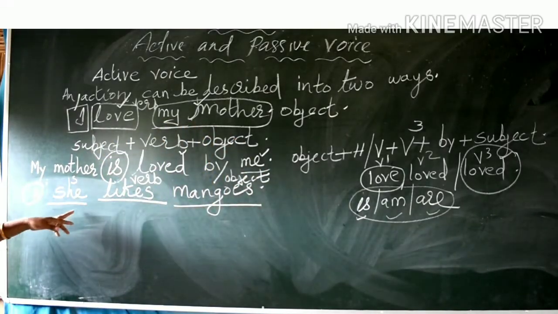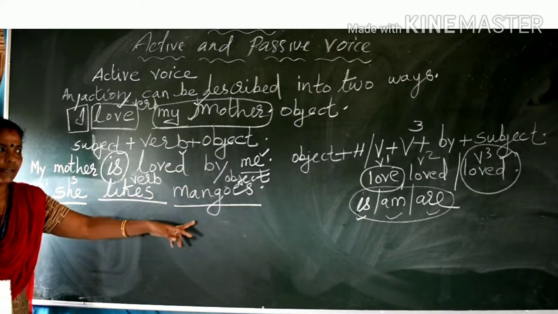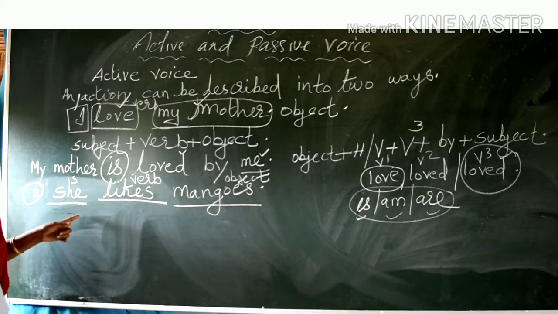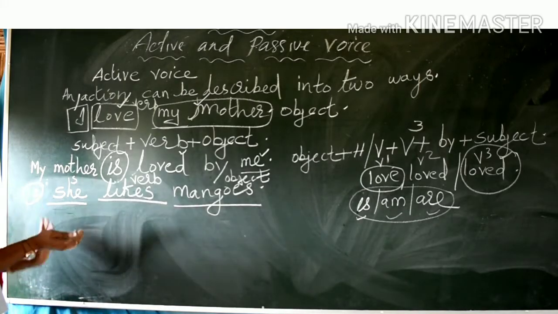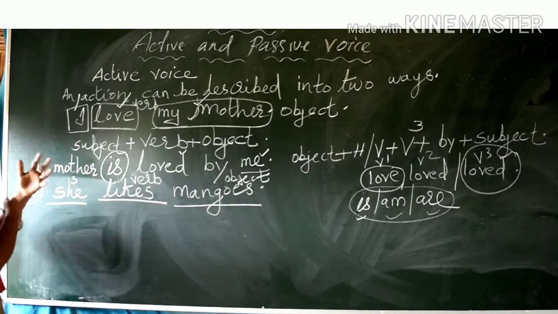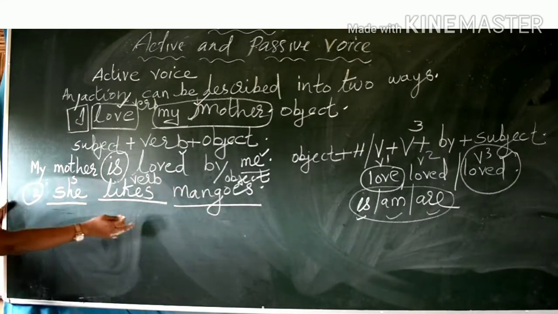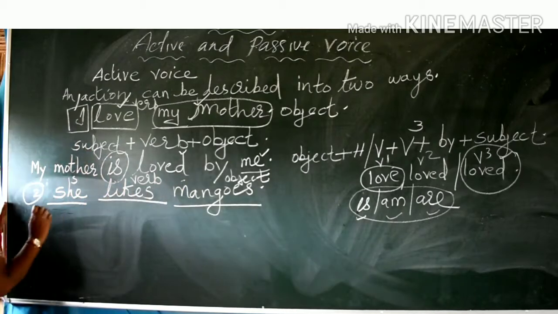Listen here children, the first two things we did already: identification. And now the next section is swap. Swap means the object will come into the subject's place, and the subject will shift to that place. So here the object is mangoes.